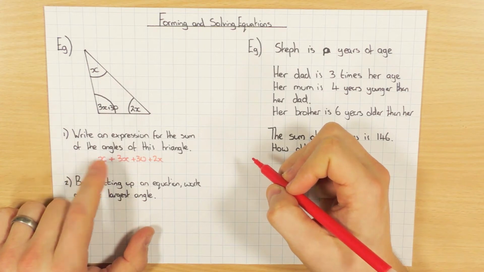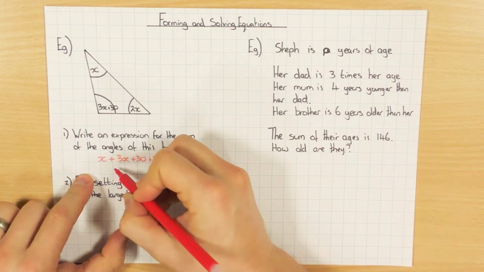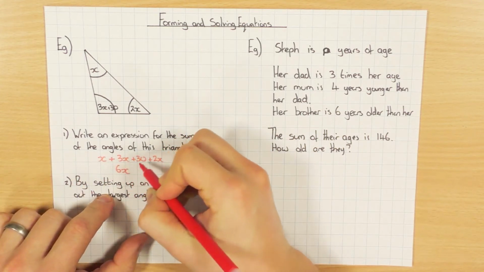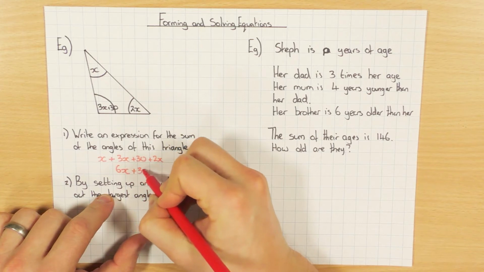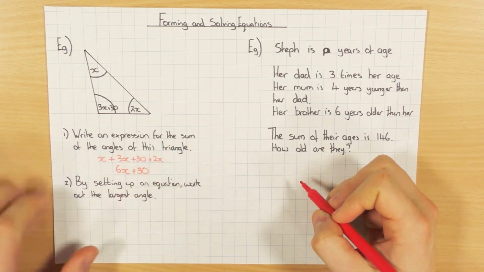In which case we just add all the x's up. So I've got x plus 3x plus 2x. So 1, 3 and 2, which gives me 6x, and then just the number 30. So this is an expression because there's no equal sign.